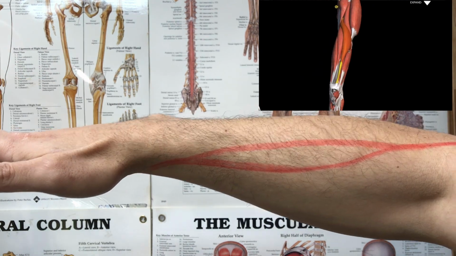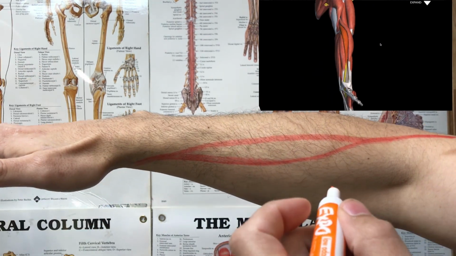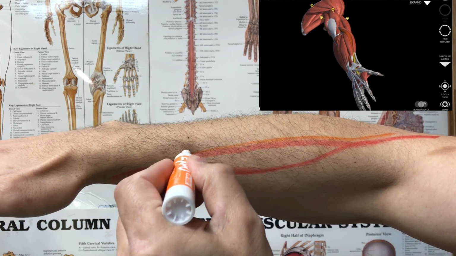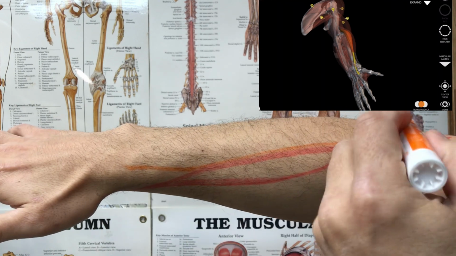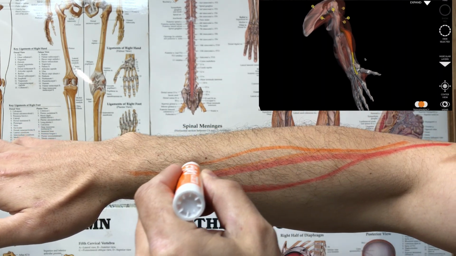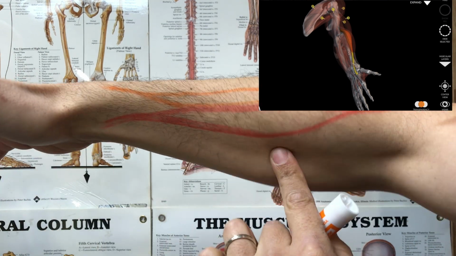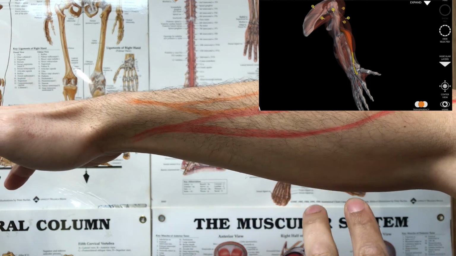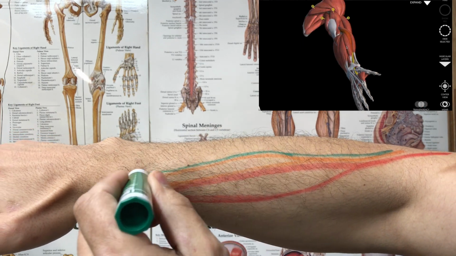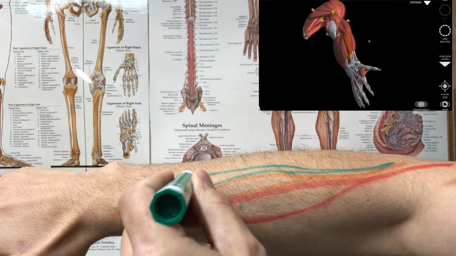The next one is your extensor carpi radialis longus. Why extensor? Because it extends the wrist. Why carpi? Because it attaches to your carpals, your wrist. Why radialis? Because it goes down along the radial bone. Why longus? Because there's a brevis, which is the next one. So here is your extensor carpi radialis brevis.